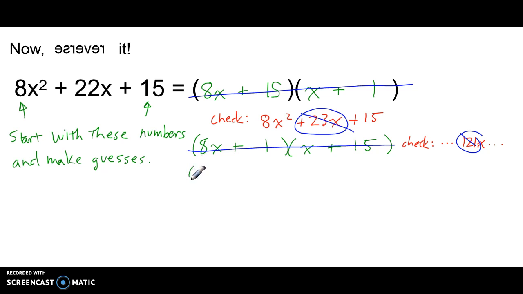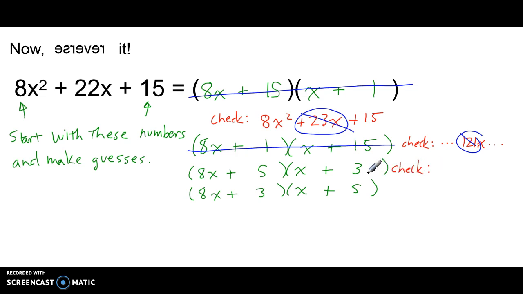So then eventually you have to try different numbers. Maybe it's not 15 and 1. There's another way to make 15. Maybe it's 5 and 3. And if 5 and 3 doesn't work, remember, order matters. Maybe 3 and 5 will work. Unfortunately, neither one of these check either.